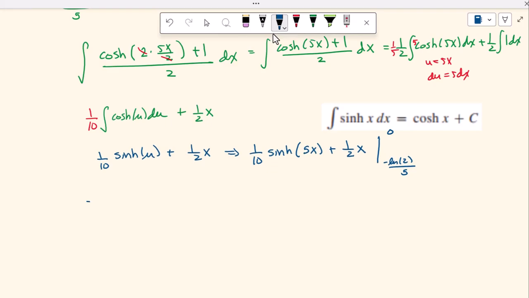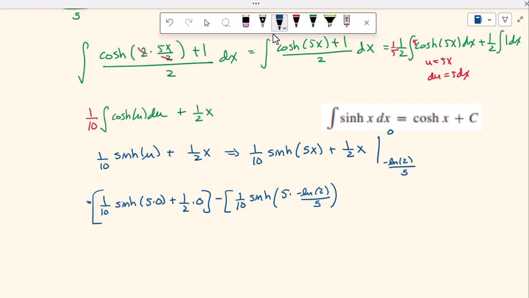So let's go ahead and plug in the 0 first. So 1/10, this is my upper, sinh of 5 times 0 plus 1/2 times 0, that's my upper, minus my lower. Okay, this is where we got to be careful here because of that layered fraction. 5 times negative ln of 2 over 5 plus 1/2 x. In this case, that's minus ln of 2 over 5.